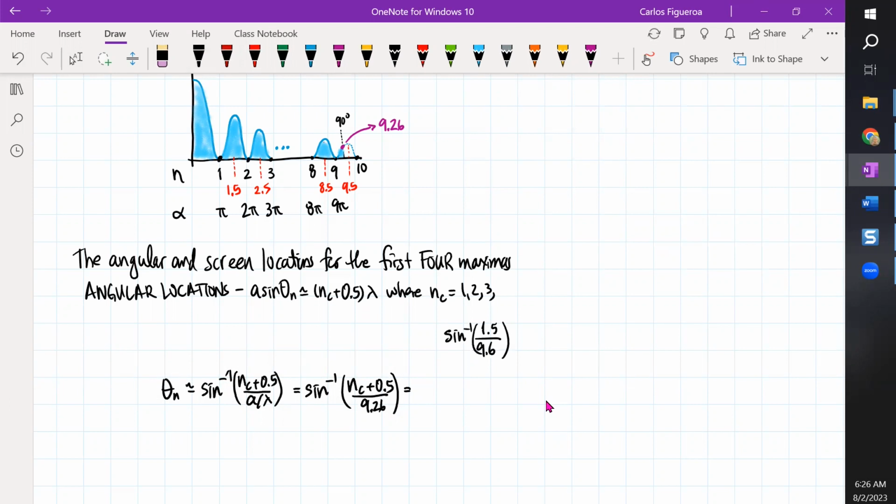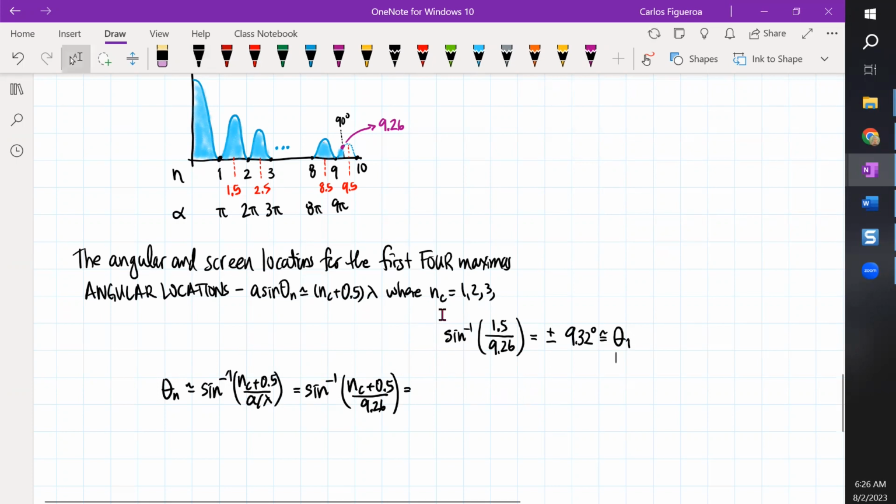Oops, I did not draw this well. So let me try this again. So this is going to be sine inverse of 1.5 over 9.26, and then I'm going to get plus or minus. If I calculate this number, I'm going to get 9.32 degrees. And this will be the approximate value of θ1.